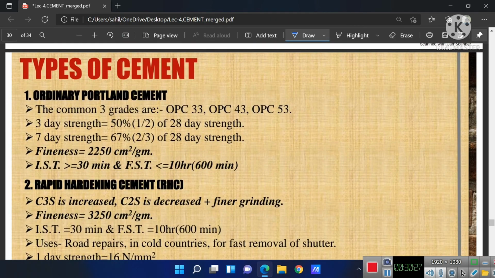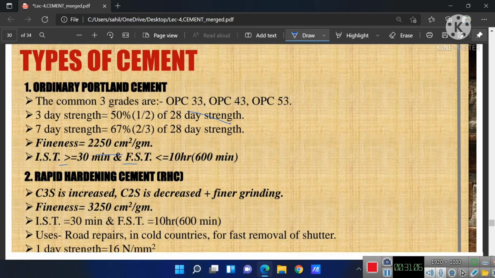Now here are the types of cement. Now first of all, ordinary Portland cement. Ordinary Portland cement is of 3 grades, that is 33, 43 and 53. Now 3 days strength is equal to 50% of 28 days strength. Now 7 days strength is equal to 67% of 28 days strength. The fineness is 2250 centimeter square per gram, and initial setting time must be equal to or greater than 30 minutes, and final setting time must be equal to or less than 10 hours, that is 600 minutes.